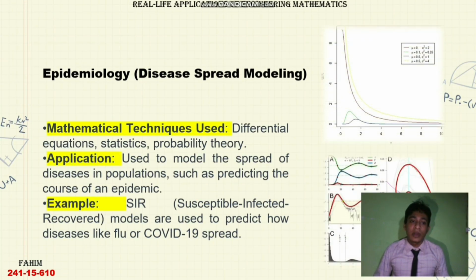Epidemiology, disease spread modeling. Mathematical techniques used: differential equations, statistics, probability theory. Applications are used to model the spread of disease in populations, such as predicting the course of an epidemic. Example, SIR models are used to predict how diseases like flu and COVID-19 spread. Beside, we can see some graphs. By solving this graph we can predict how disease spreads.